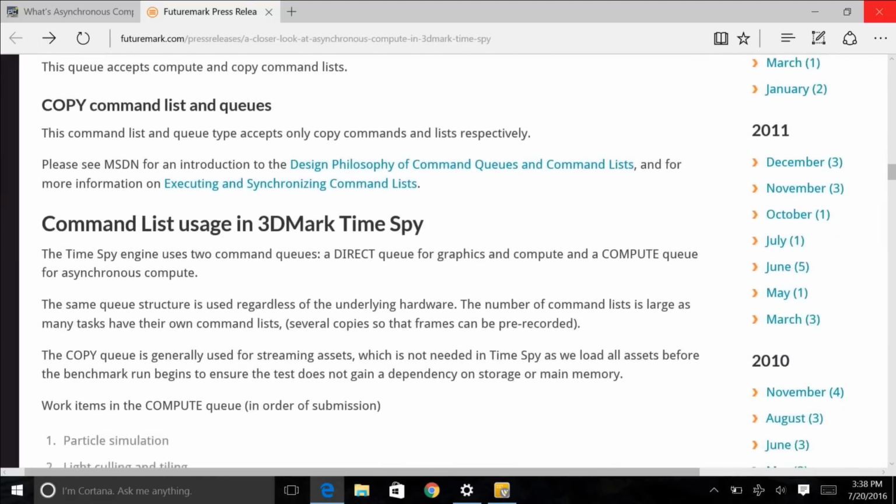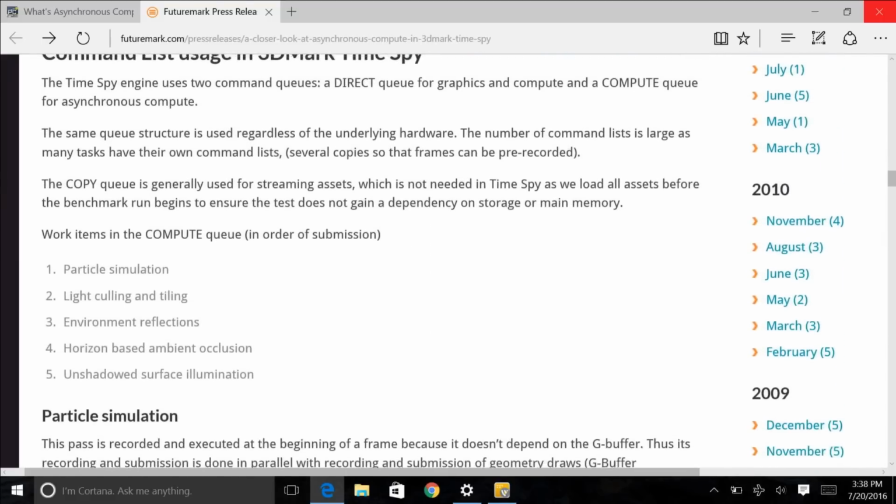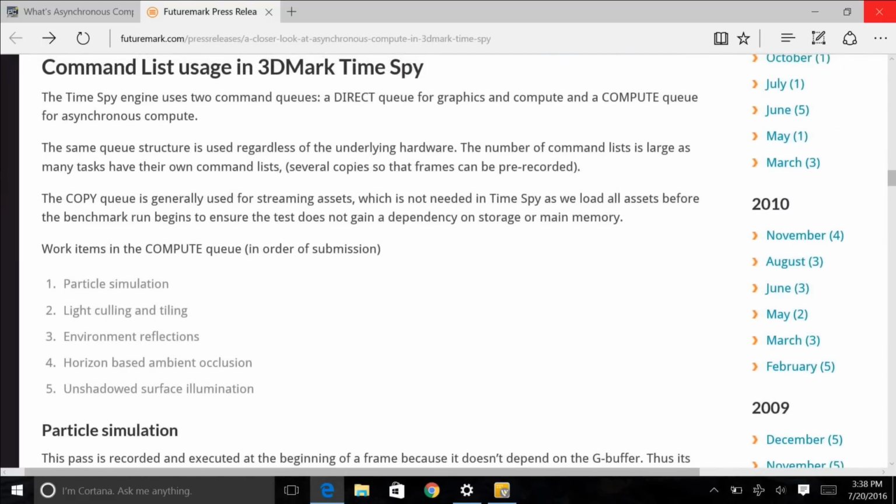I guess when we look at this list was interesting to me. The work items in the compute queue in Time Spy: particle simulation, light culling, environmental reflections. These are all things that you chose to implement in an asynchronous fashion, I guess predicting how game engines would use that same technology or that same feature in their engines moving forward as well?